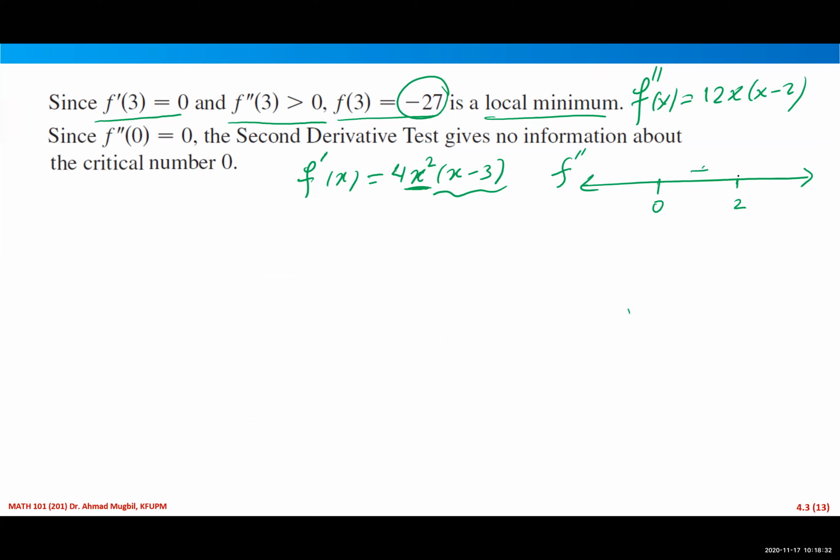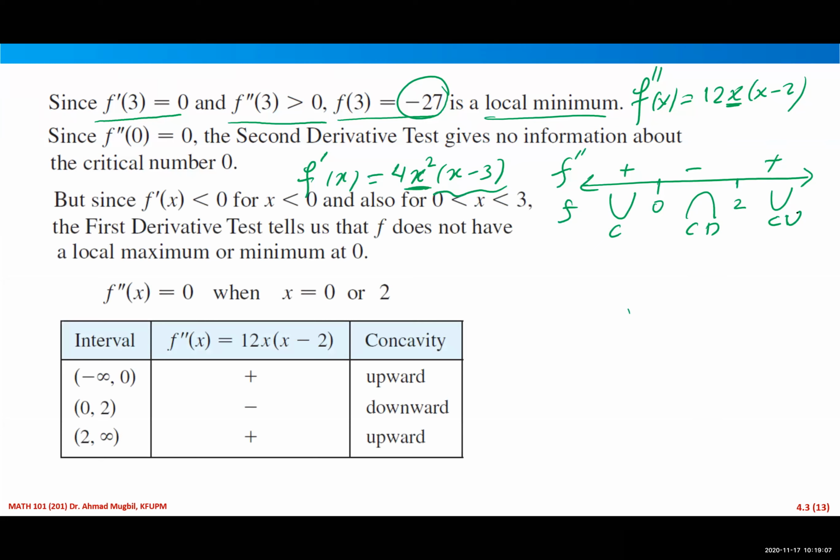After 0, x will be positive, and before it negative. X minus 2 will be positive after 2, negative before that. So combine them: positive times positive will be positive, here it will be negative, and here it will be positive. So this is the second derivative. Now, for f, it will be concave up, down, up. So here it is CU, here CD, then CU. Now I think we are ready to sketch the graph.